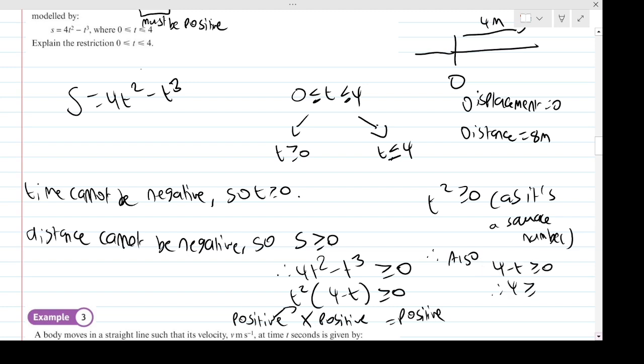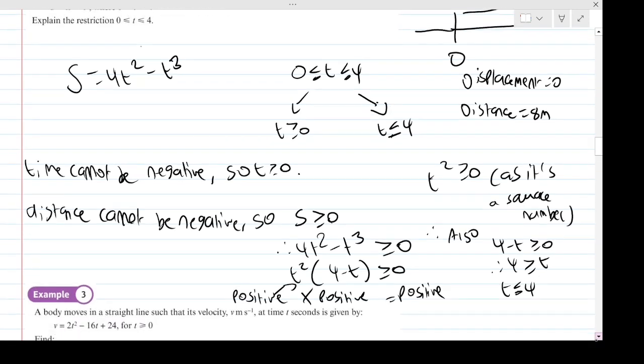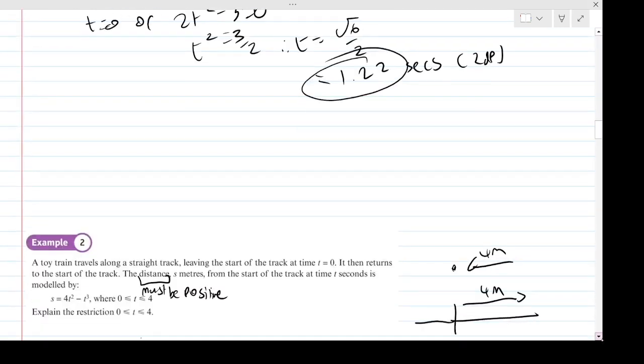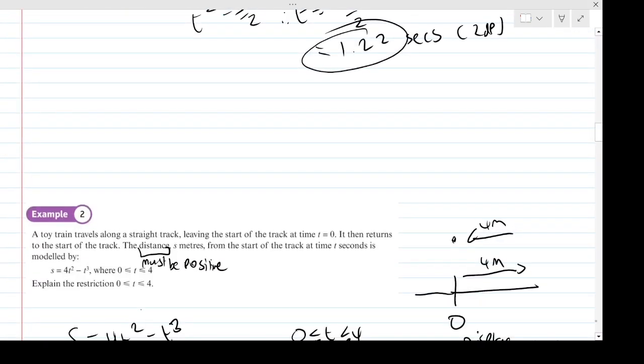Therefore 4 is greater than or equal to t, and then I can just switch it around to get t is less than or equal to 4. And there we are. So now we've shown that as well, and therefore overall 0 is less than or equal to t, which is less than or equal to 4. There's the inequality. So you need to consider that things must be positive when explaining certain restrictions in values here. Time and distance have to both be positive. Okay, and so there we are.